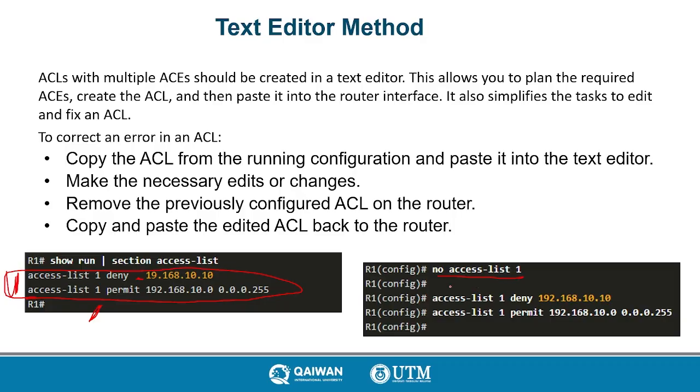Once you do that, again, try to copy and paste it. How? You will come inside it and access list 1, deny 192.168.10.10. You see here was 19, now here's 192. So now this number 2 was missing. Now it brings it again. Again, you need to also permit all the hosts from LAN 10. Okay.